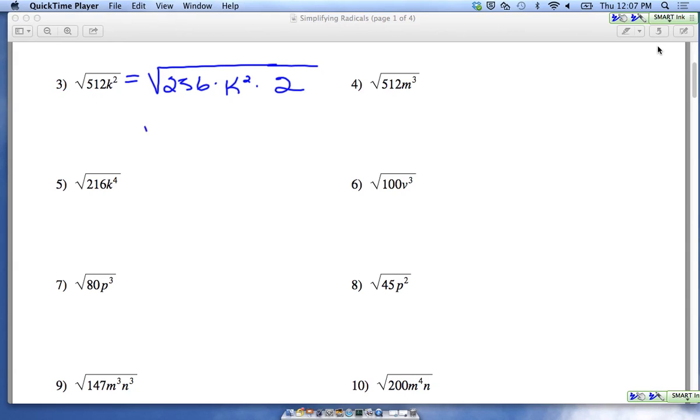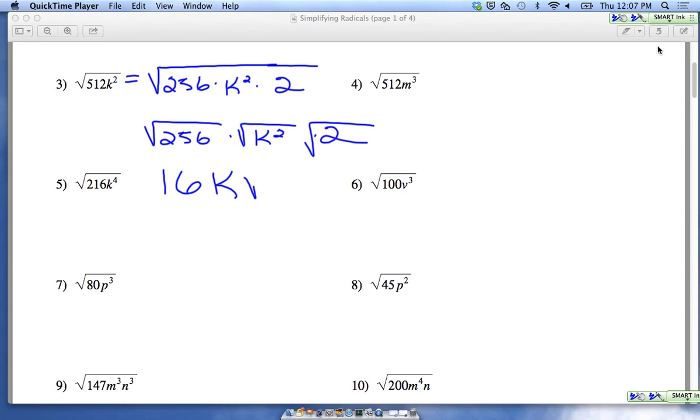So that's the square root of 256 times the square root of k squared times 2. And taking each of these individually, the square root of 256 is 16, the square root of k squared is k, and then the radical must remain with the 2 underneath it. So that would be my simplified answer for number 3.